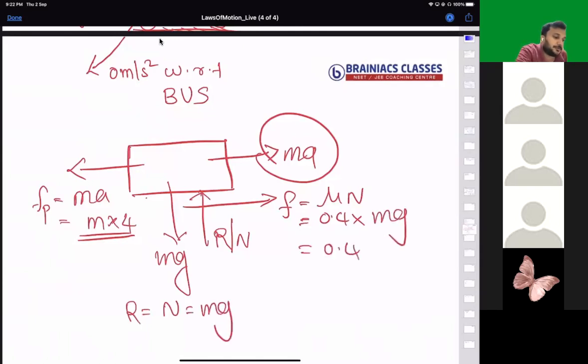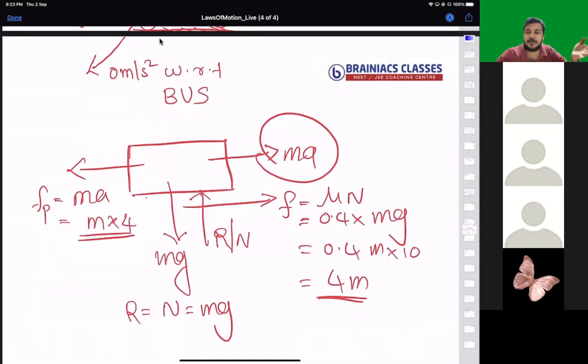Substitute m into g. So 0.4 into m, the value of m is not given. g is 10. So what will we get? We'll get 4m, which means the forward force and backward force are both equal. Look at the screen. The forward force is 4 into m and the backward force is also 4 into m.